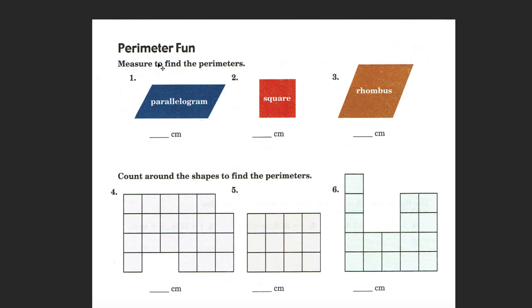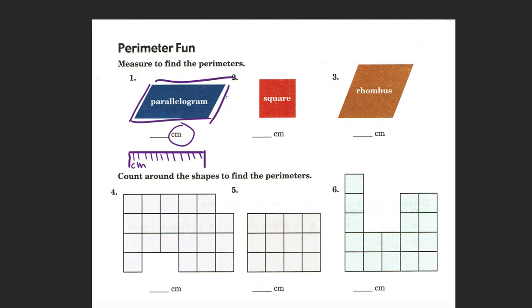It says measure to find the perimeters. So you need to get your ruler out and measure each side in centimeters. In centimeters, you need to measure each side of our parallelogram here. Make sure you're measuring in centimeters, okay? Because you have an inches side and a centimeter side. So make sure you get the correct side of your ruler.